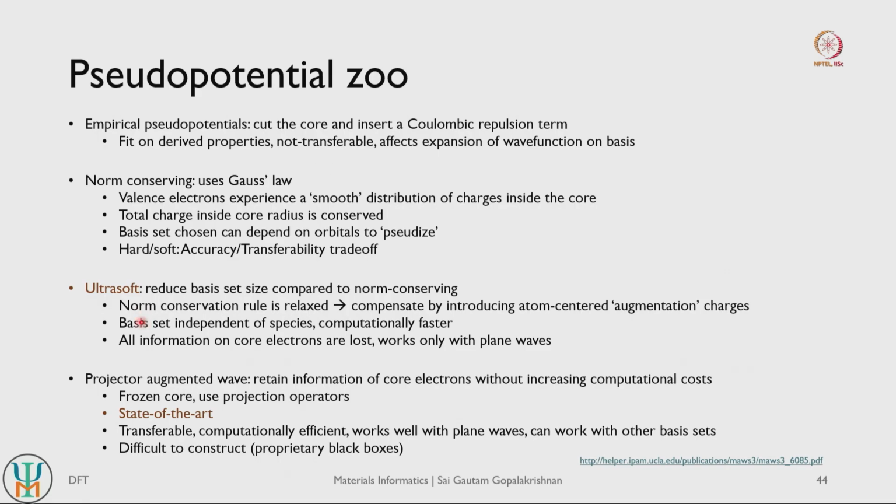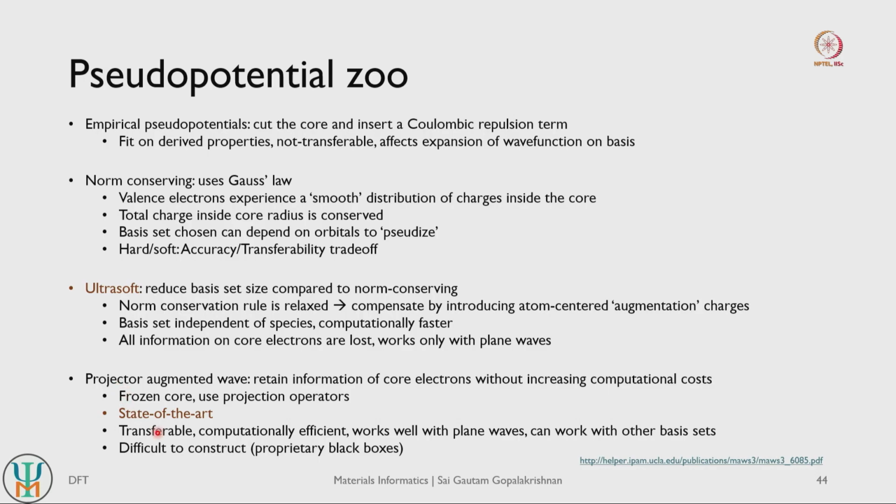The nice thing about ultra soft pseudopotentials is that the basis set is independent of species. So it can be more uniform and it is computationally faster. Unfortunately, the information on all the core electrons is lost, and usually the modern ultra soft potentials work only with plane waves. In our hands-on exercise on doing a simple DFT calculation, we will use an ultra soft potential because it is computationally quick and you can actually reproduce the calculations on a simple laptop well enough.